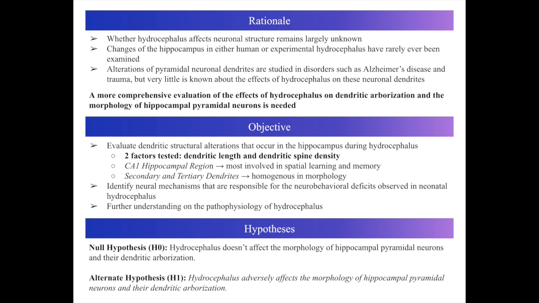While alterations of hippocampal pyramidal neuronal dendrites are studied in disorders such as Alzheimer's and trauma, little is known about the effects of hydrocephalus on the dendrites of pyramidal neurons. For these reasons, a more comprehensive evaluation of the effects of hydrocephalus is needed. The first objective of my experiment was then to evaluate the dendritic structural alterations that occur in the hippocampus during hydrocephalus. The two factors I tested for were dendritic length and spine density.